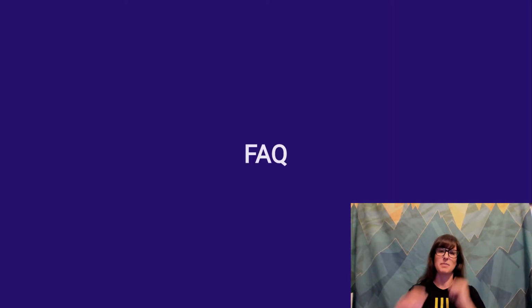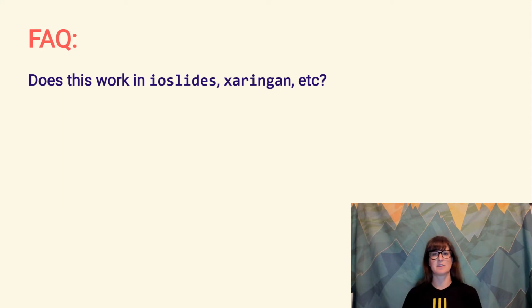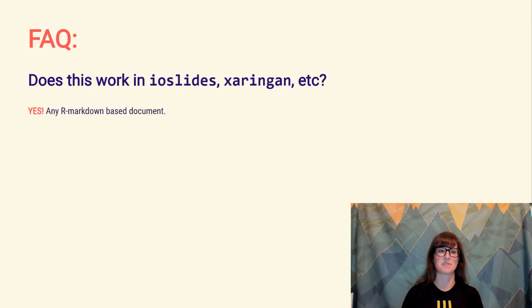So just some common questions that I get about this. First of all, does it work in extra R Markdown packages? Absolutely. I think it will work for any R Markdown-based document of any kind because it is relying on the inherent R Markdown knitting code. But I suppose there could be quirks. Please let me know if you find any. Definitely it works with Xaringan and with IOSlides and a lot of the common R Markdown variants.